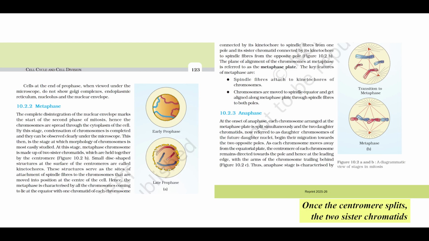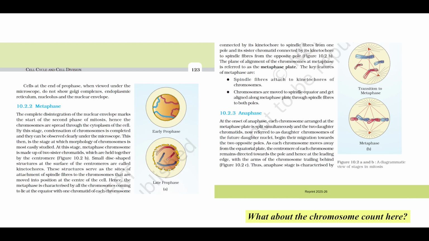Precisely. Once the centromere splits, the two sister chromatids are now referred to as daughter chromosomes. And they immediately begin their rapid migration towards the two opposite poles of the cell. They move away from the equatorial plate. The centromere leads the way, directed towards the pole, while the arms of the chromosome trail behind. This often gives them that V or J shape as they move. Okay, centromeres split, chromatids separate and move to the poles.